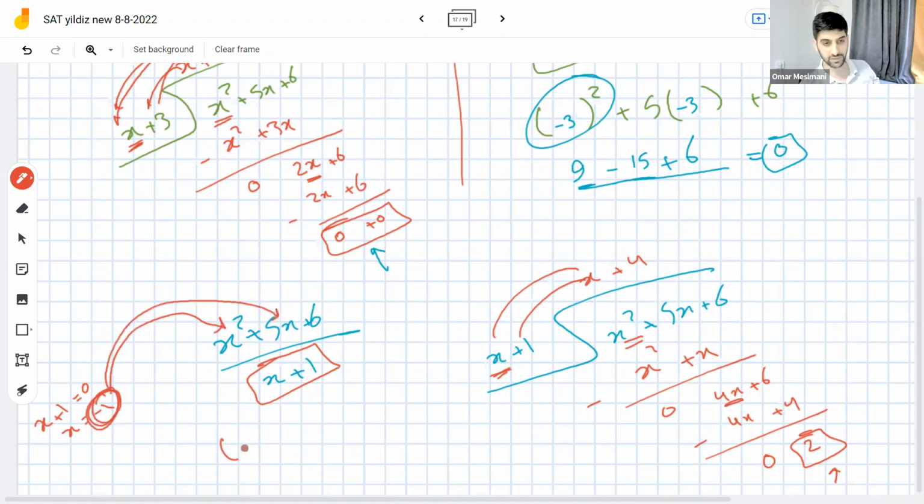So I have x squared, which is -1 squared, plus 5 times minus 1 plus 6. -1 squared is 1. Minus 5 plus 6. 1 minus 5 is -4. -4 plus 6 is 2, which is exactly the same. By the way, this is called the remainder theorem. This is what we call the remainder theorem.